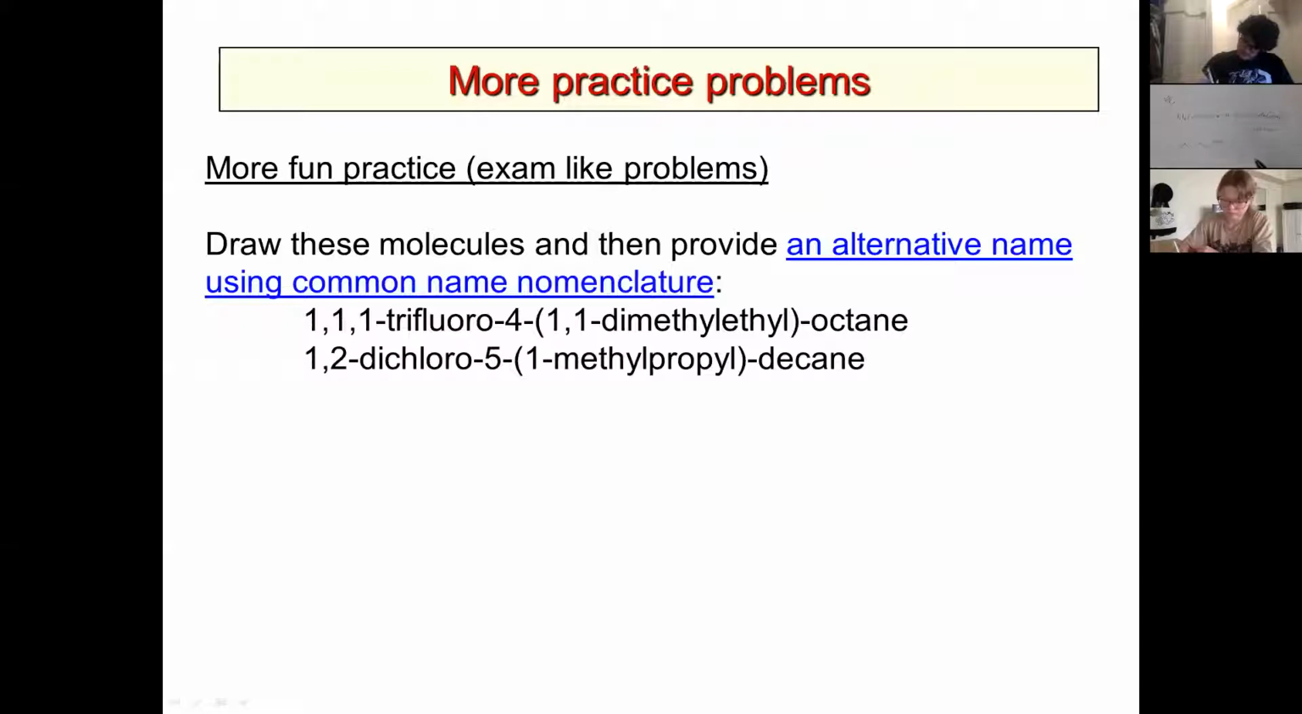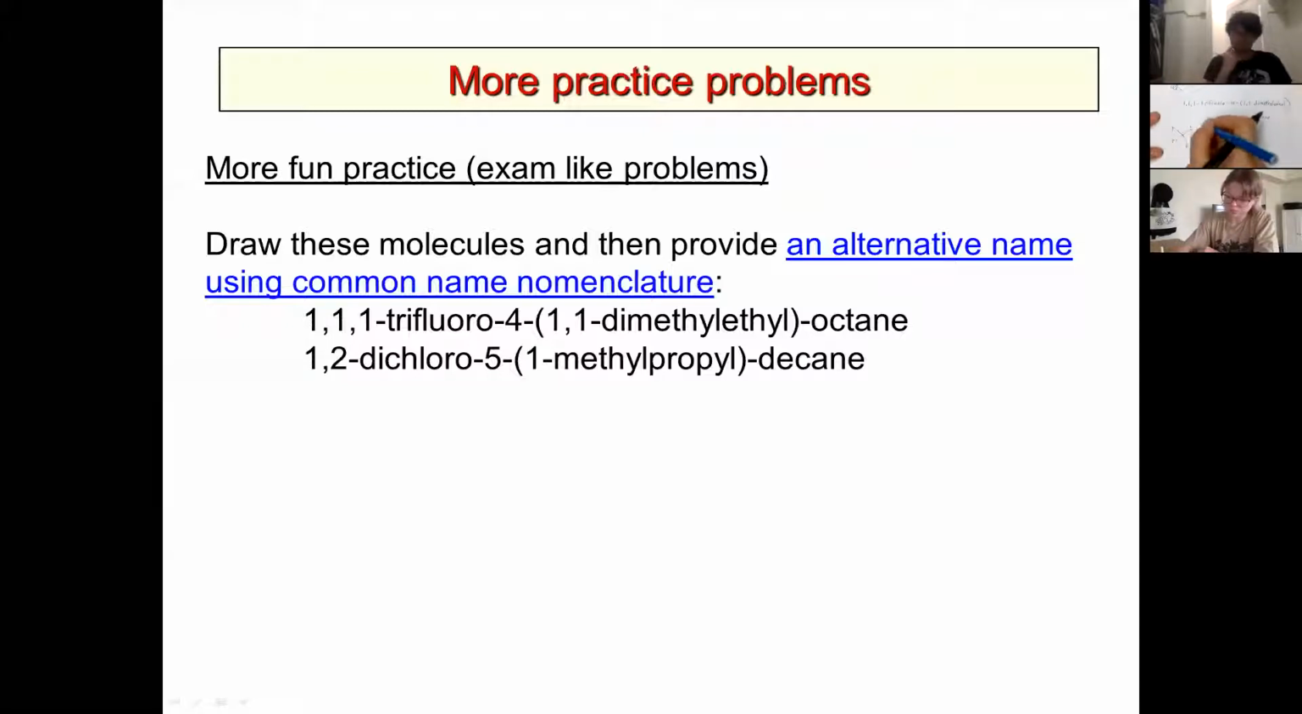And now 1,1,1-trifluoro. So how do I draw that? Well, that looks like I have 3 fluorines on carbon 1. F, F, F. I have my 3 fluorines on carbon 1. Maybe useful to draw in your numbers too: 1, 2, 3, 4, 5, 6, 7, 8. There's your numbers. That really helps to avoid little mistakes, right? Draw in your numbers.